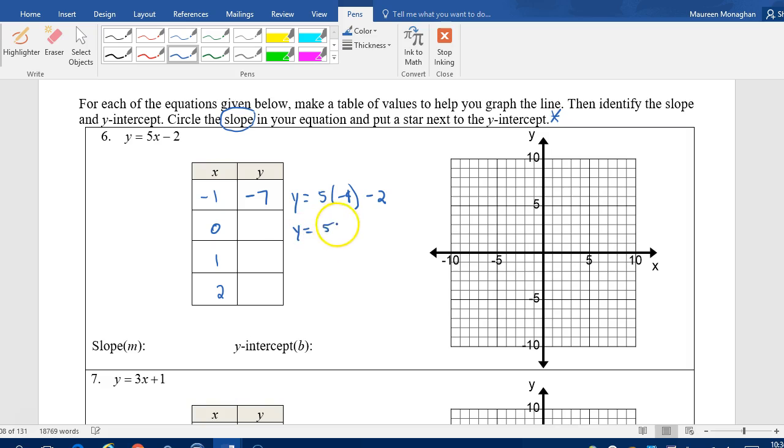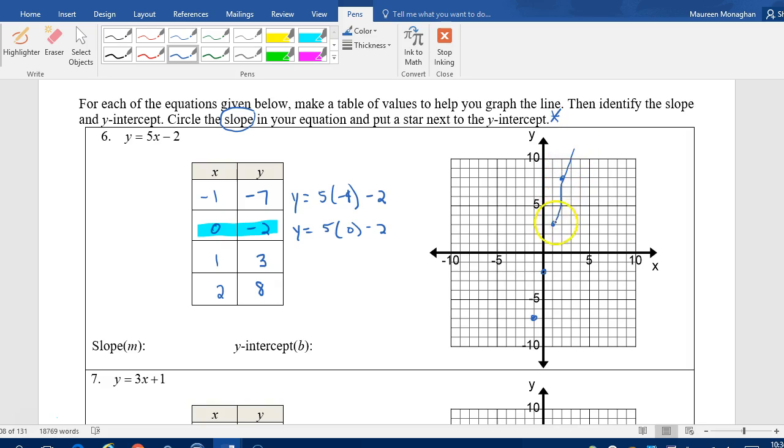Then I substitute in 0, and I'm going to get a negative 2. Substitute in 1. 5 times 1 is 5, minus 2 is 3. Substitute in 2, and I'm going to end up with an 8. Now we're supposed to graph these. Negative 1, negative 7, 0, negative 2. As soon as I see that, my mind says y-intercept. Notice that, because it's on the y-axis. Then 1, 3, and then 2, 8.